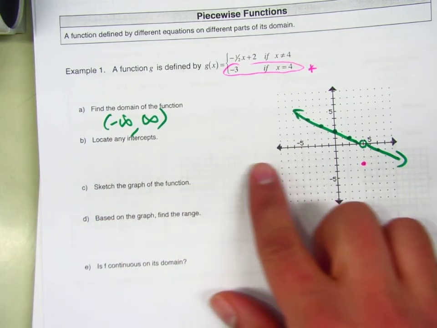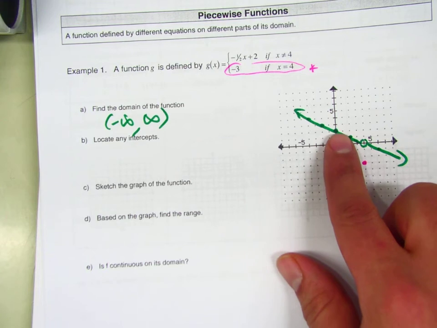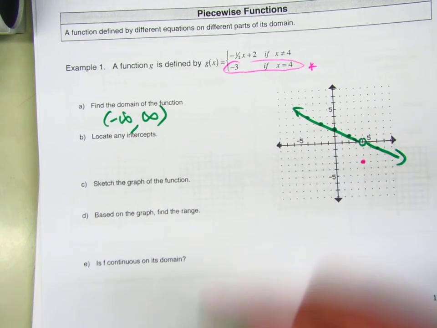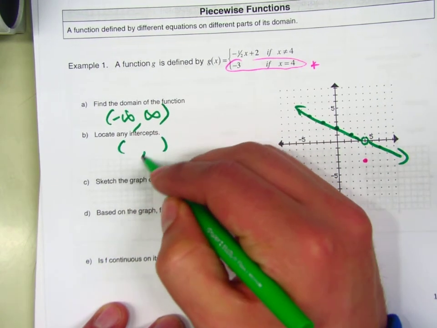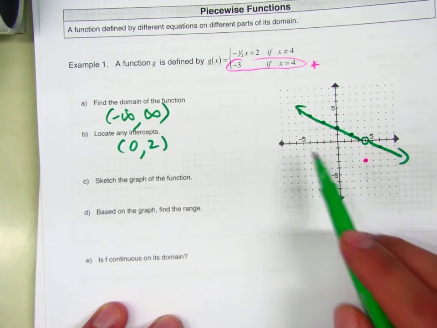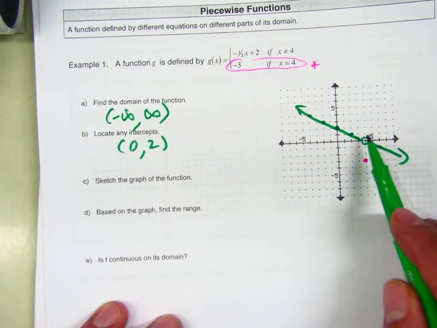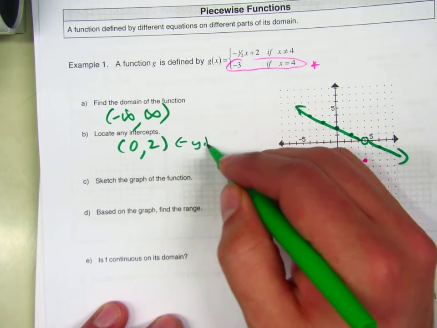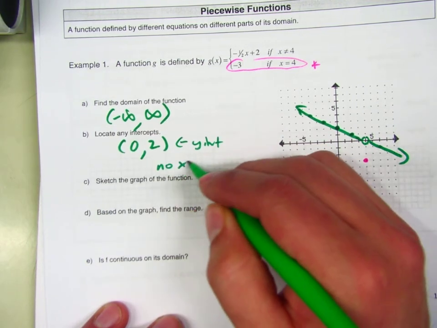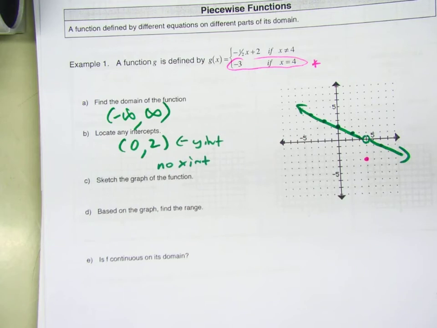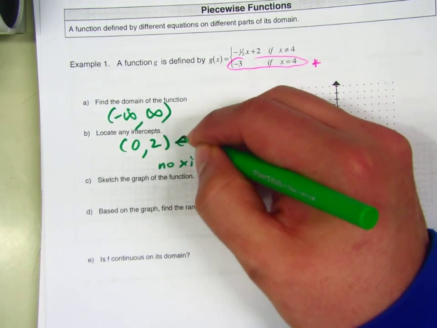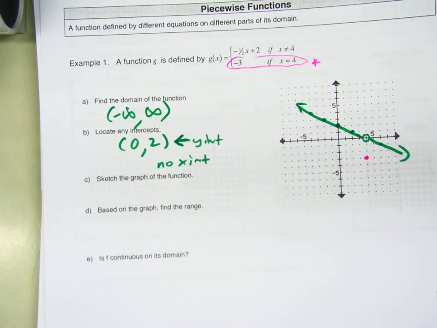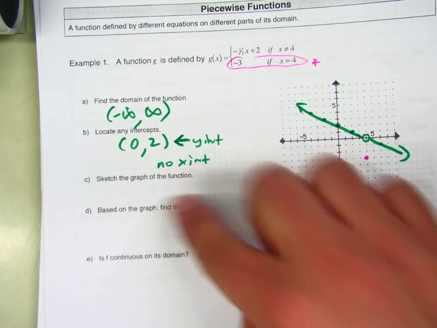Intercepts. Well, there's an intercept right here. What are the coordinates there? 0, 2. And it looks like there's an intercept there, but again, this is an open circle. So actually, we don't have an intercept for x. Does that make sense? This is the y-intercept, and there is no x-intercept. We already did the graph.